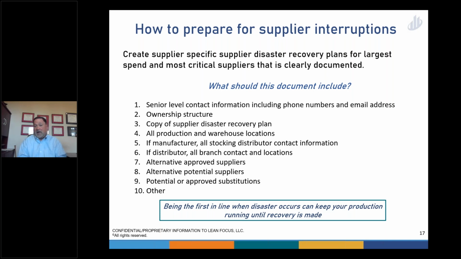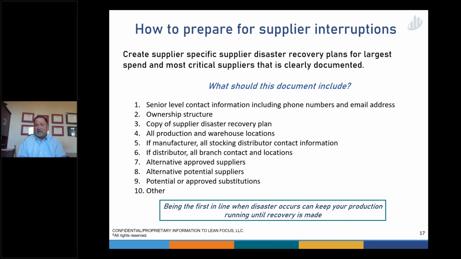And then, having who the potential suppliers are is really important, because a lot of times you may not have approved secondary suppliers, but you need to know who to go to. Having those documented in a document that allows for that reaction to take place is really, really important. And then, last but not least, any potential and approved substitutions.